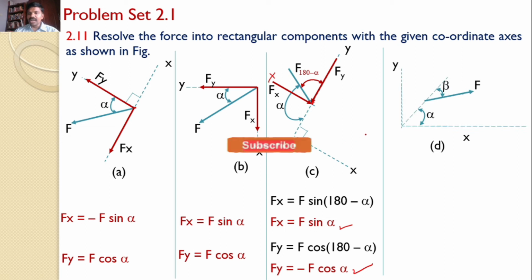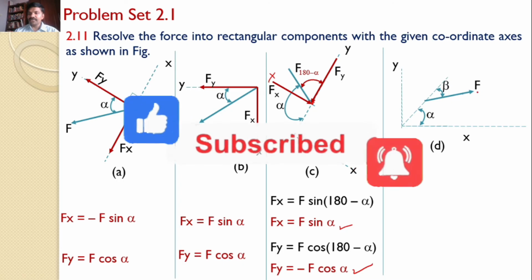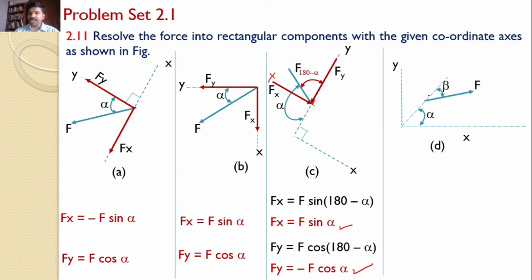Let us go to the last subsection, D. This is the force F. That force F makes an angle beta with some particular line. That particular line makes an angle alpha with the x-axis. I want to resolve this force along the x-axis and y-axis. So what I will do is, I will first construct my x and y axis at this point. I will draw a parallel line to this y-axis, and a parallel line to this x-axis.